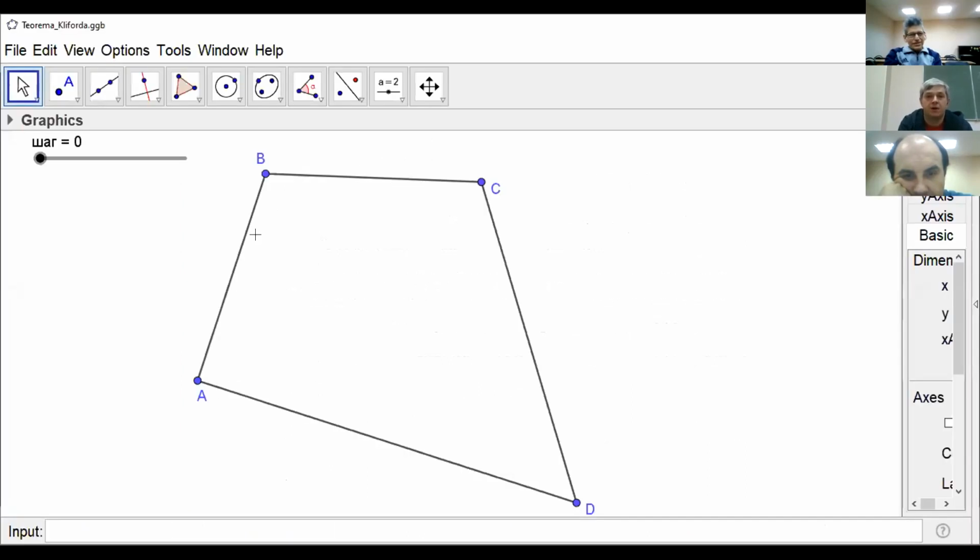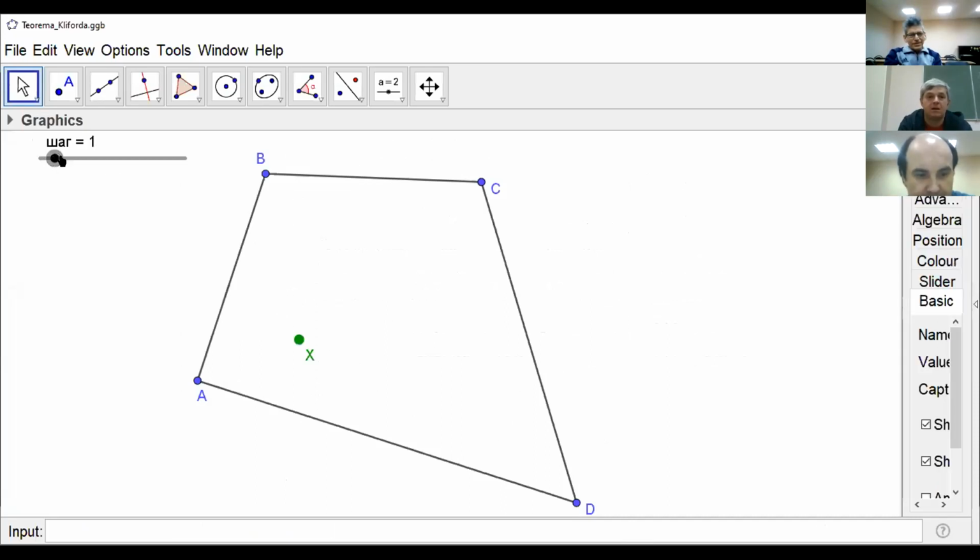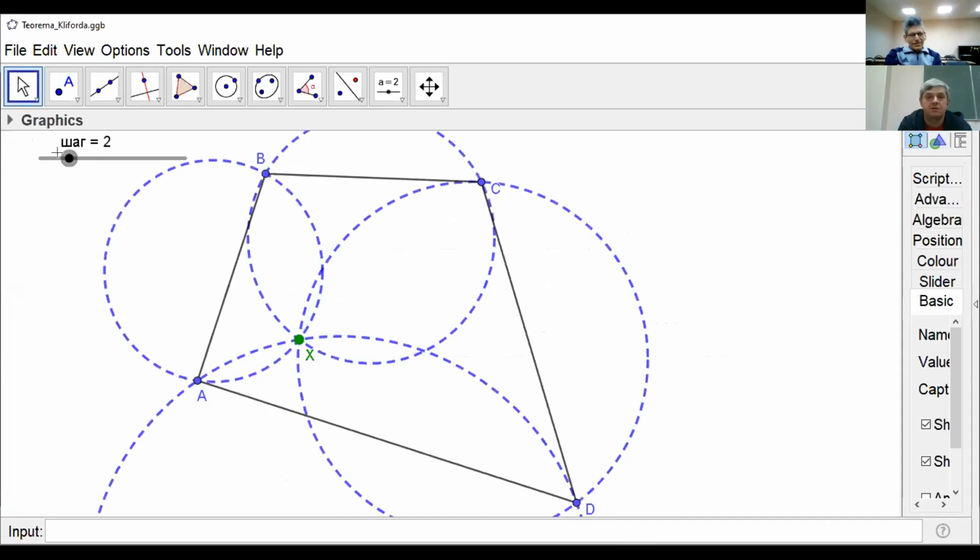We start with 4 arbitrary points, say forming a quadrilateral, and take any point X and draw circles like AXB, BXC, and so on, 4 circles. You see 2 new points of intersection. The circles AXD and BXC intersect in this new point. And we can consider a transformation mapping X to this new point.